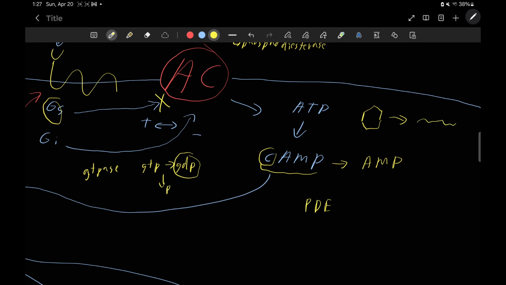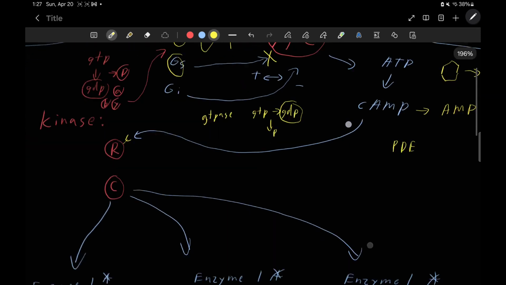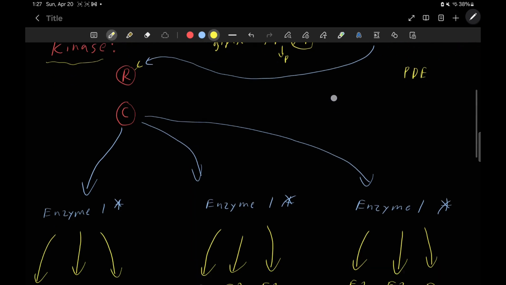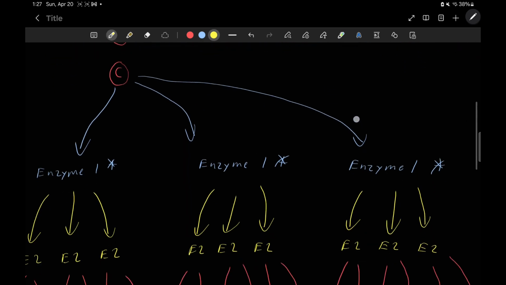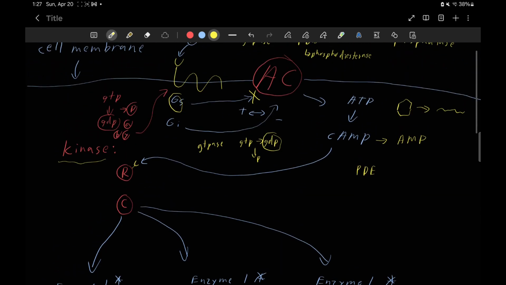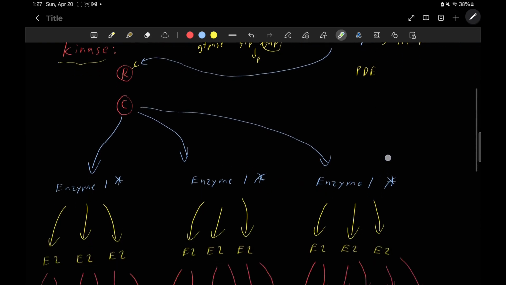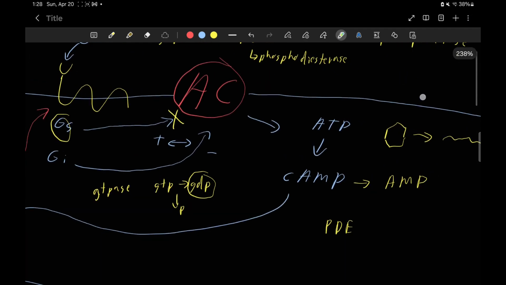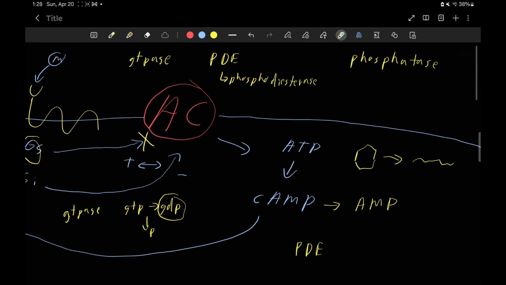And without the cyclic structure, it can no longer act as an effective second messenger and go and activate your kinases, which then go and activate your enzymes and allow the amplification cascade to continue. So it's like a domino effect. By getting rid of this important second messenger up here, it inhibits everything that comes afterwards. So that's one enzyme. Now let's look at your third termination enzyme, phosphatase.